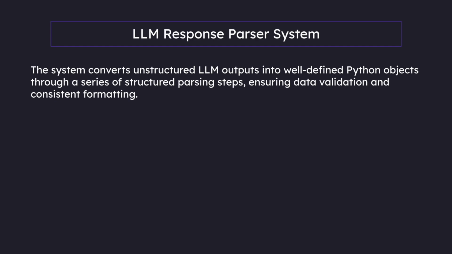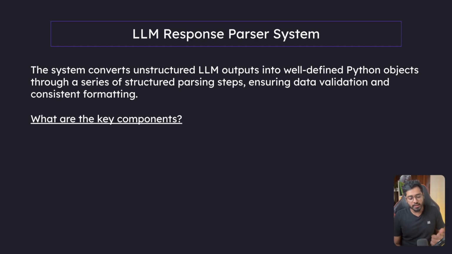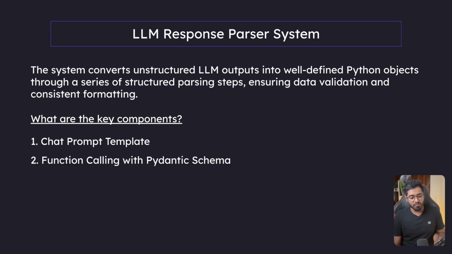This system converts unstructured LLM outputs into well-defined Python objects through a series of structured parsing steps, ensuring data validation and consistent formatting. So what are the key components? We have already written the actor prompt template. That part is done. Let's look at the next one: function calling with a Pydantic schema. And then the third one is going to be something called a Pydantic parser.